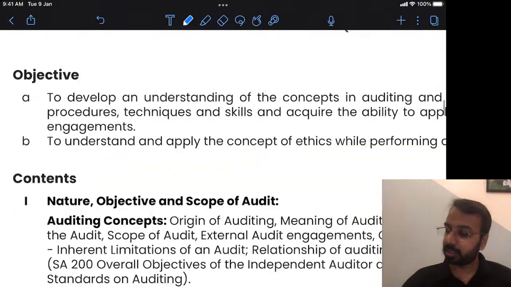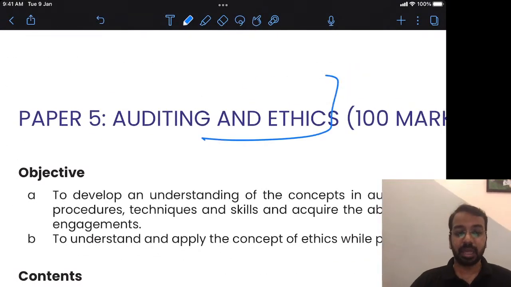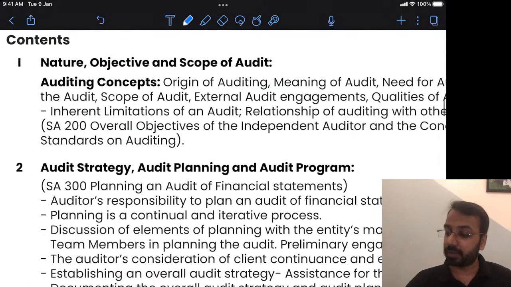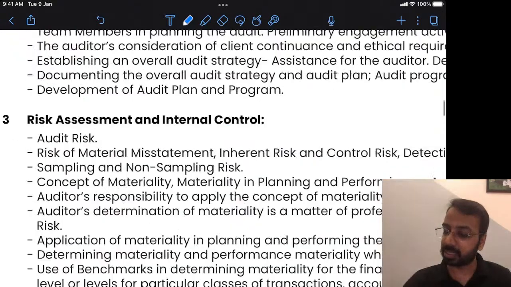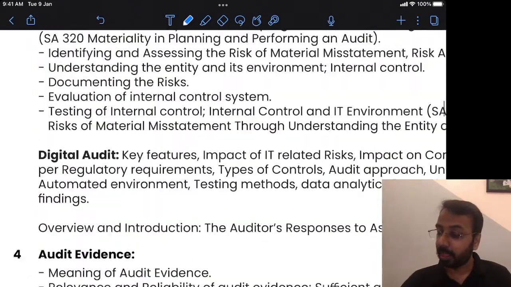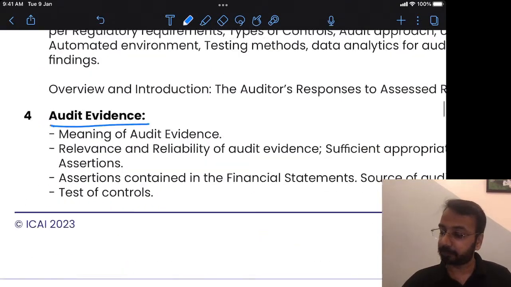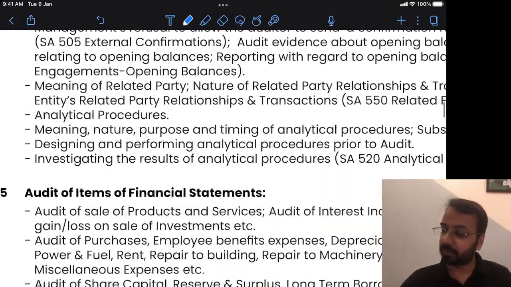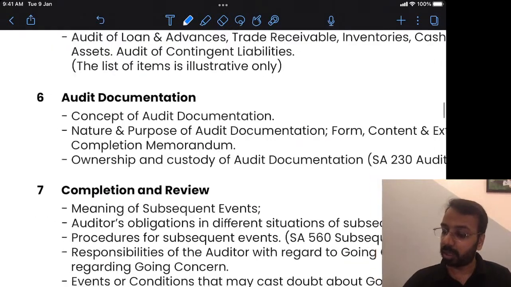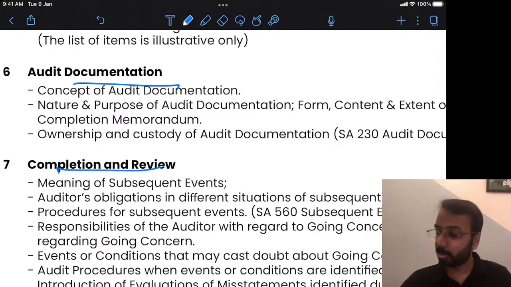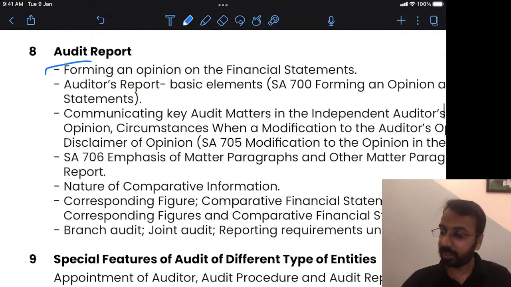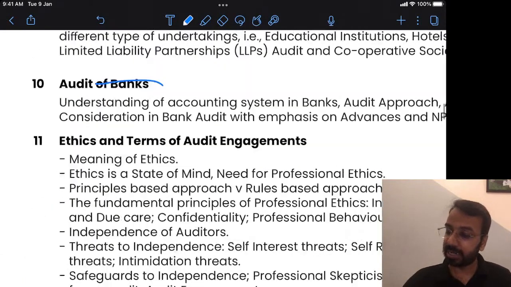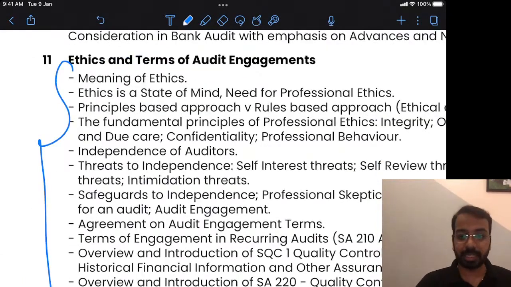Now coming to audit, they have added auditing and ethics, where they have introduced something called the code of ethics. So you have auditing concepts, audit strategy, planning and program, already existing. Risk assessment and internal control was already there. Audit evidence already there. Audit of items of financial statements already there. Documentation already there. Completion and review already there. Audit report was already there. Different type of entities was there. Banks was there. So this is something which gets added, which is ethics and terms of audit engagement, which was a part of your CA final, which has been brought here.